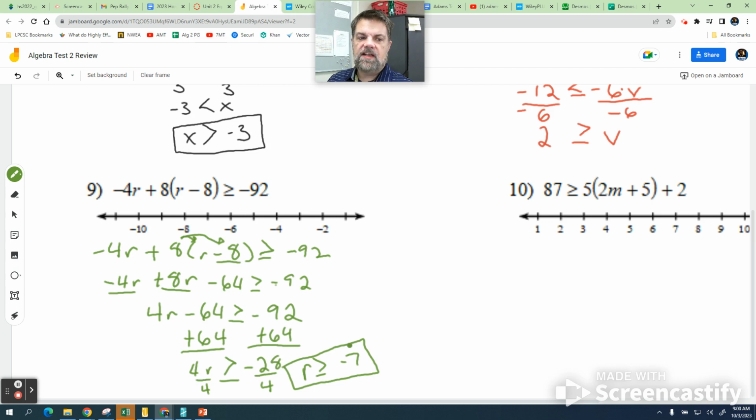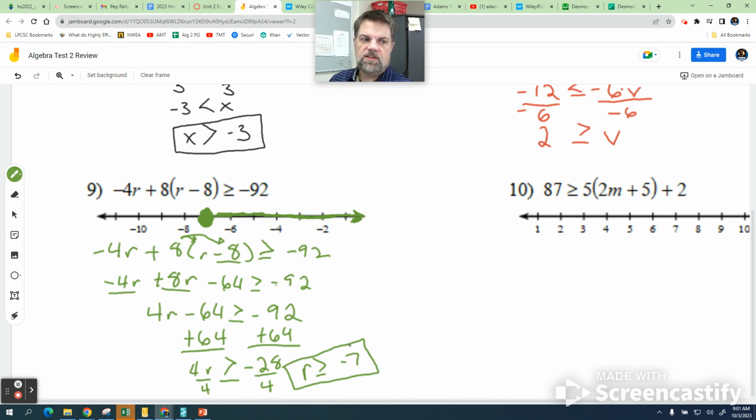Yeah, it's a good thing I didn't forget that, because it means I have to have a closed circle at negative 7, right? Because we're including the value of negative 7. What value is greater than negative 7? Anything to the right. Okay?